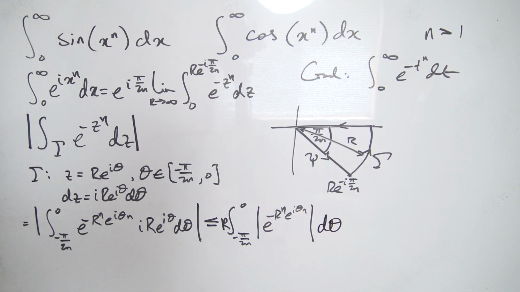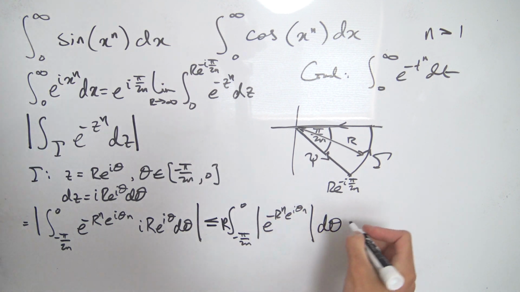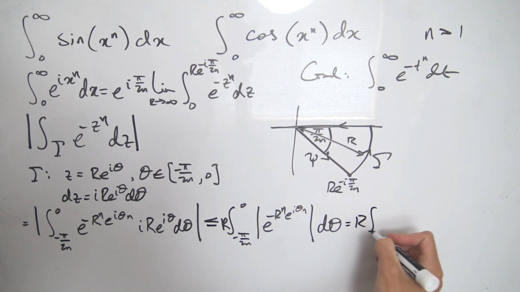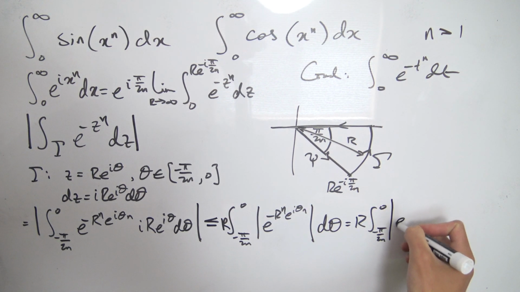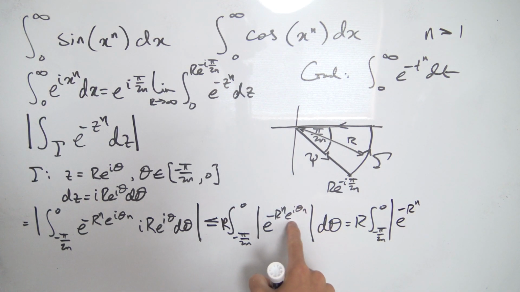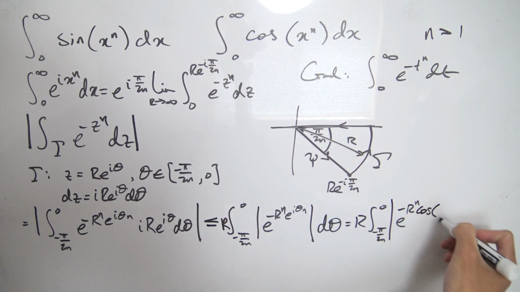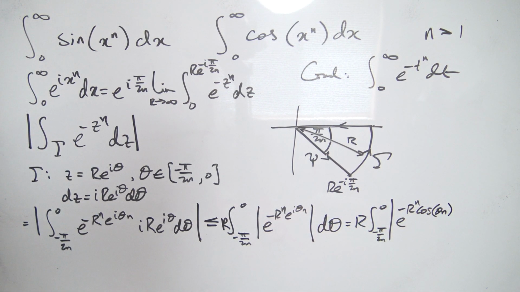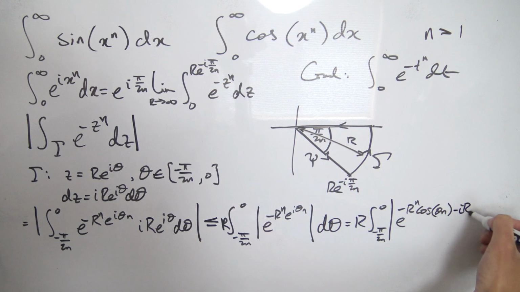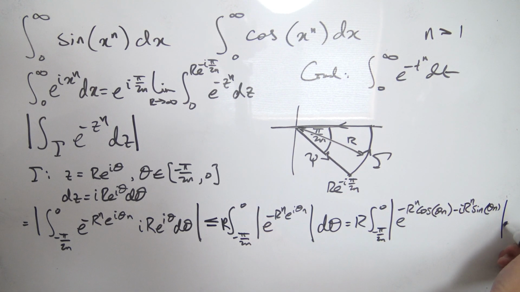d theta. And now I want to use some Euler's formula up here with the e to the i theta n. Now we can rewrite this as r times the integral from minus pi over 2n all the way up to 0 of the absolute value of e to the minus r to the n. The first part of Euler's formula is the cosine of theta n, and then the second part is i times the sine of theta n. So we have minus i r to the n sine of theta n, d theta.